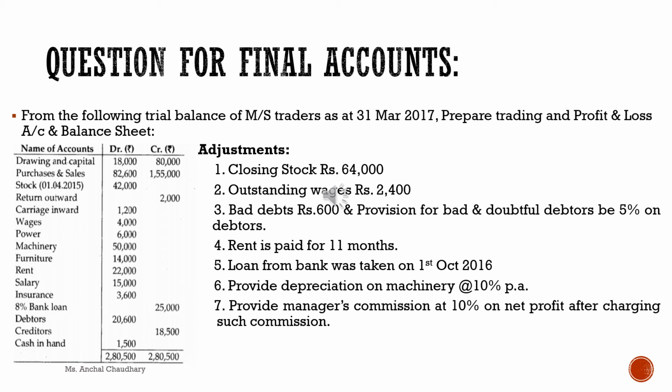Next, rent is paid for 11 months, which means the rent is outstanding for 1 month. So it's again a liability. It will be shown on the liabilities side, and it will be added to the rent account in the P&L account. When you write the rent account on the P&L debit side, you have to add 1 month's rent also.